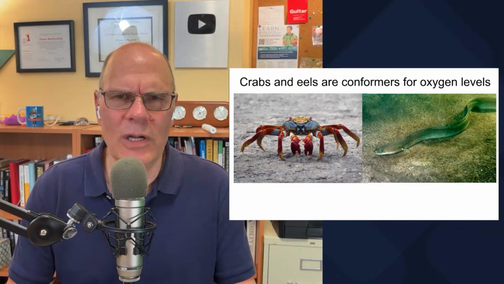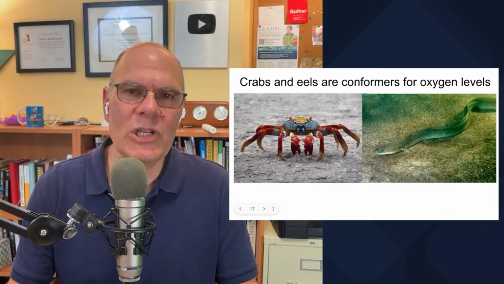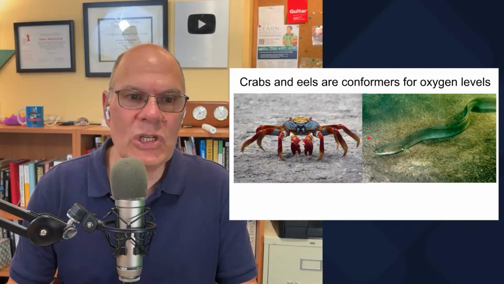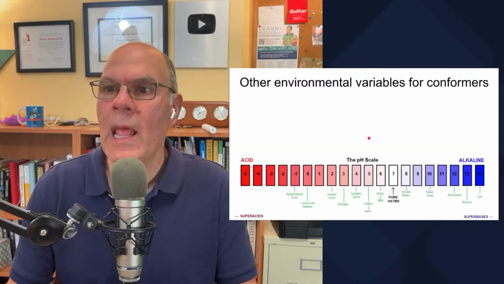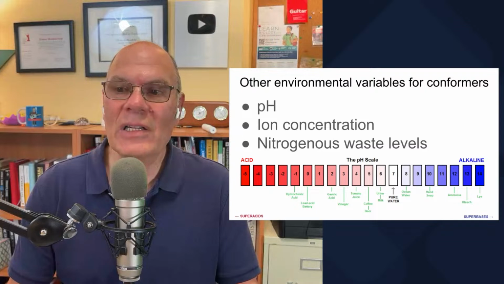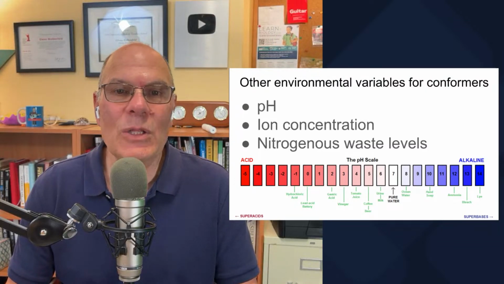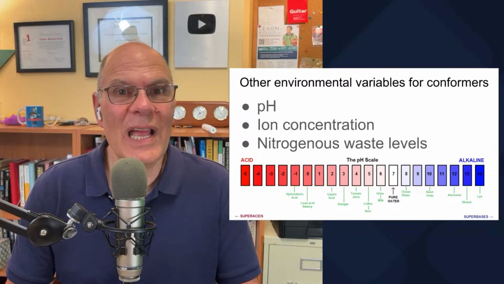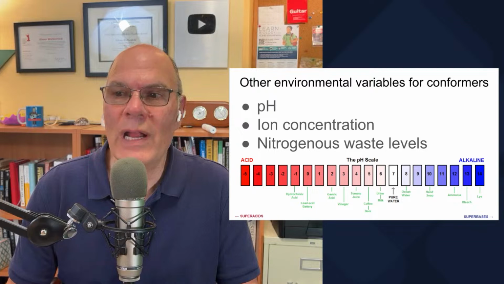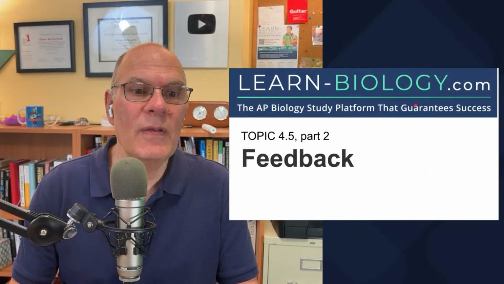Crabs and eels are somewhat astonishingly conformers for oxygen level. So, as the oxygen level of their environment goes up or down, they allow the oxygen level in their tissues to go up or down. Other environmental variables for conformers include pH, ion concentration, and nitrogenous waste levels. But again, I want to note that mammals like us aren't conformers for almost any of those variables. We're regulators. That is going to lead us to the topic of feedback.